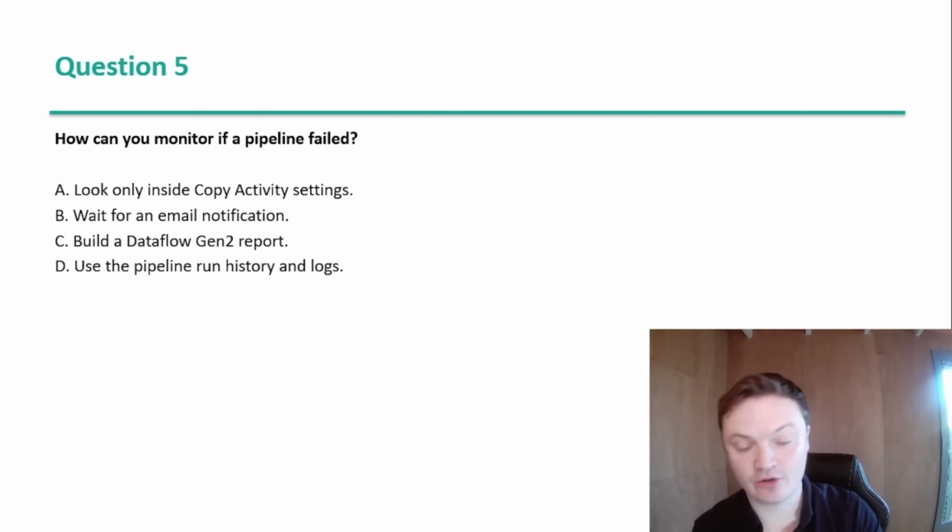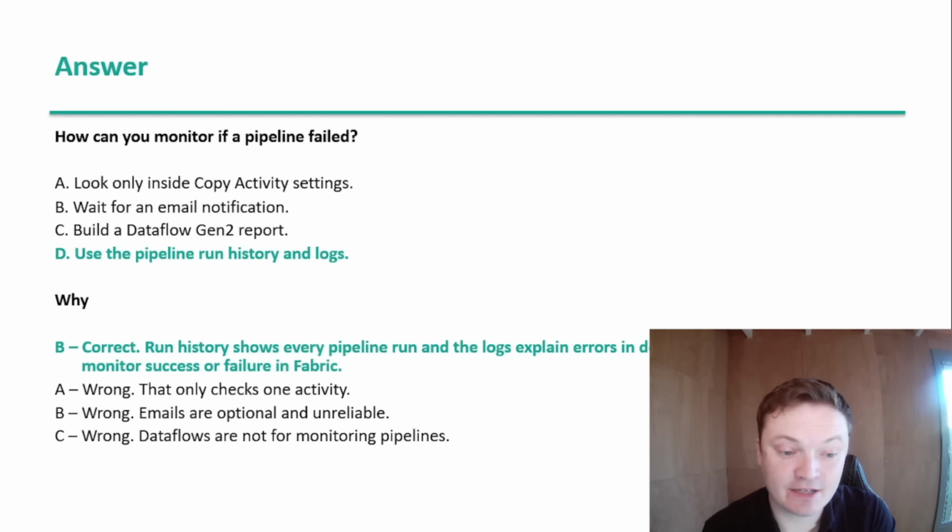Run history shows every pipeline run, and the log explains the errors in detail. This is the standard way to monitor success and failure in Fabric. A is incorrect as that only checks one activity. B is incorrect because emails are optional and unreliable. C is incorrect as dataflows are not for monitoring pipelines.